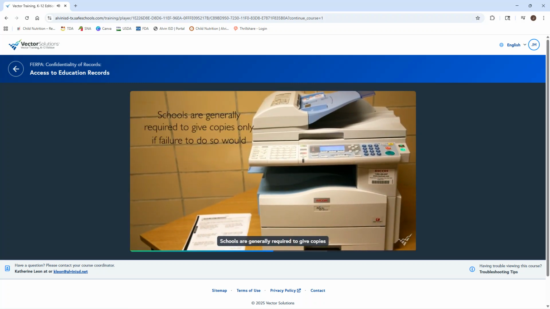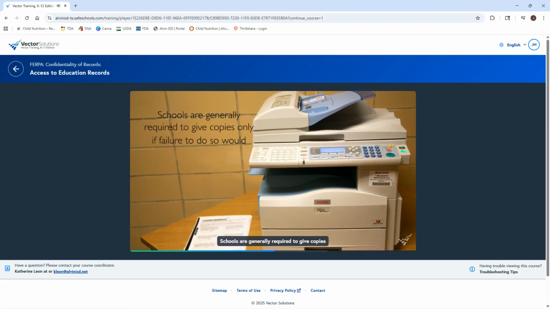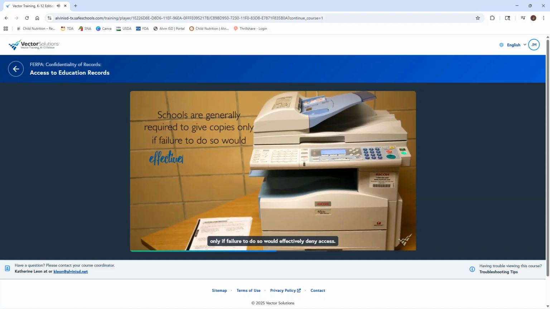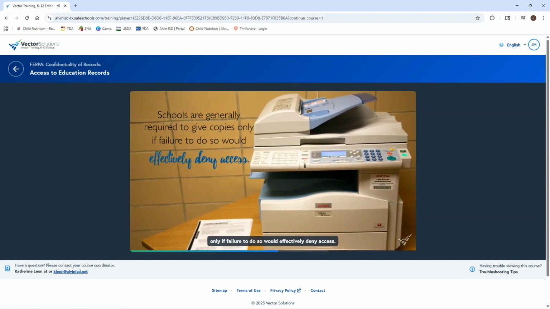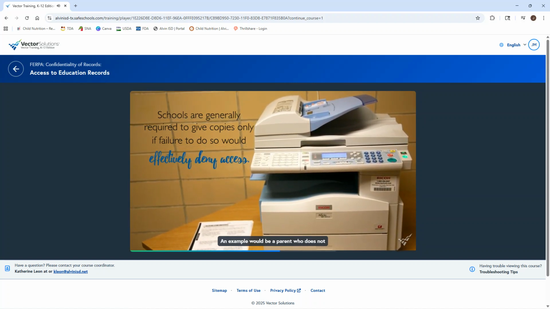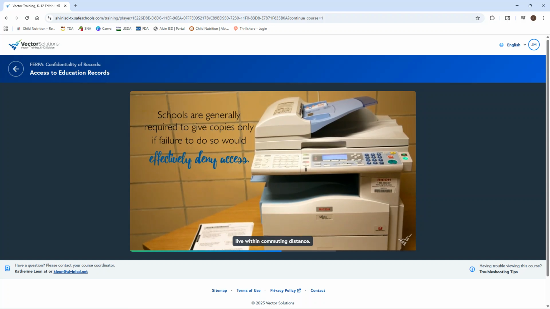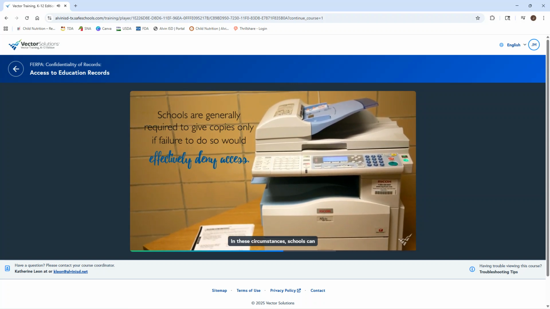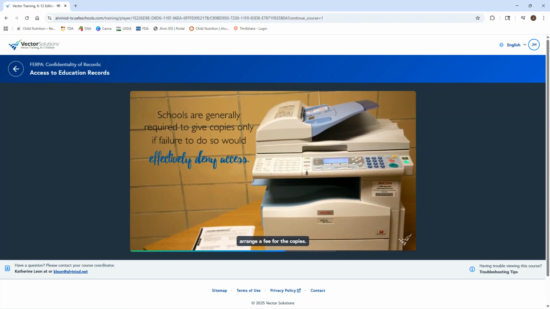Schools are generally required to give copies only if failure to do so would effectively deny access. An example would be a parent who does not live within commuting distance. In these circumstances, schools can arrange a fee for the copies.